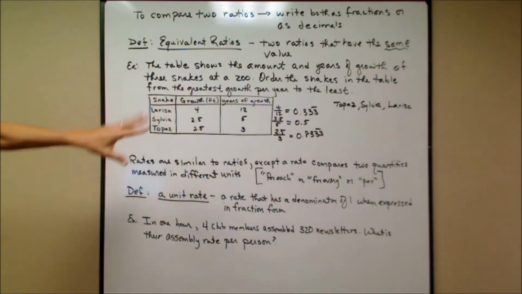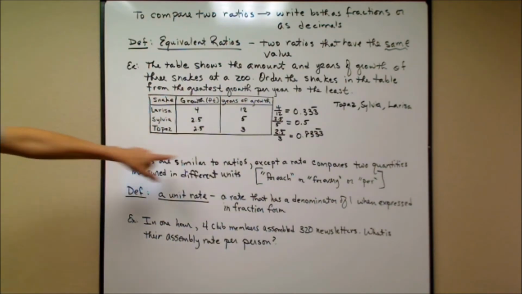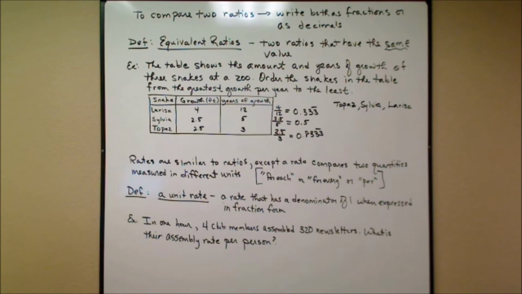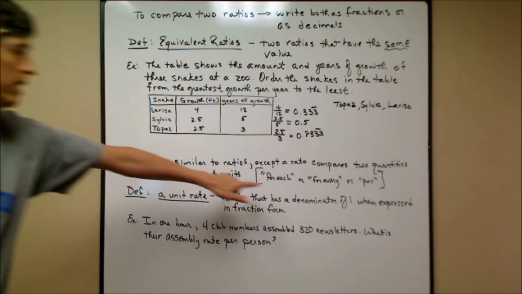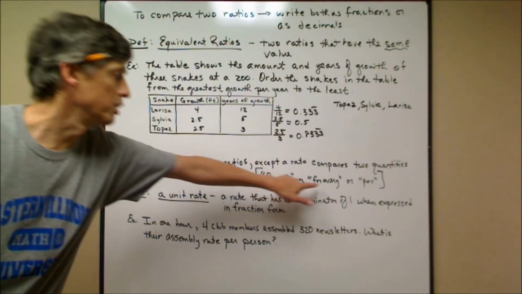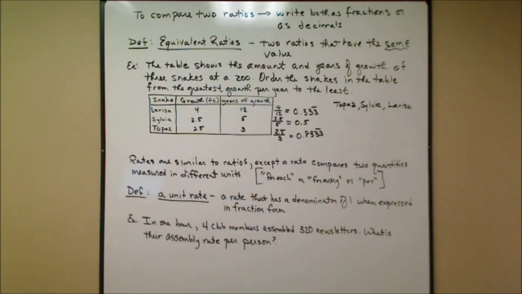So we have a name for when that happens, and they're called rates. Rates are similar to ratios, except a rate compares 2 quantities measured in different units. When you look at your odometer on your car and you're going 45 miles per hour, that's a rate. When you work at a job and you make $15 per hour, that's a rate, money per time. So a lot of times when you are looking at rates, you'll see these types of expressions: for each, for every, or per.